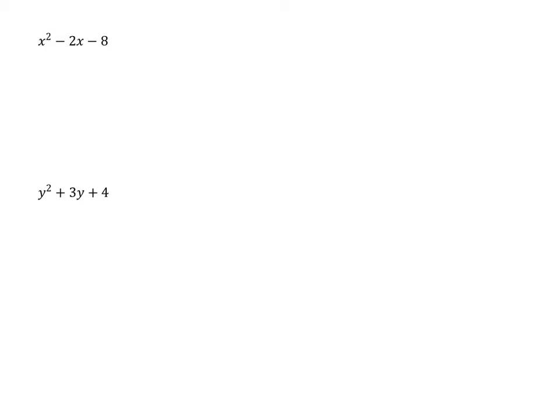The last section is on factoring quadratics specifically. So if I look at the next one, x squared minus 2x minus 8, what I do is I always set up my parentheses. I know that the first term will be x because it's x squared. The next thing I do is I look at my constant.